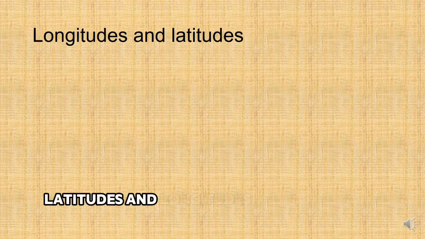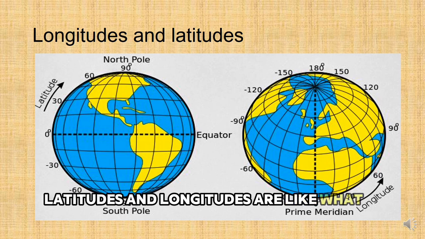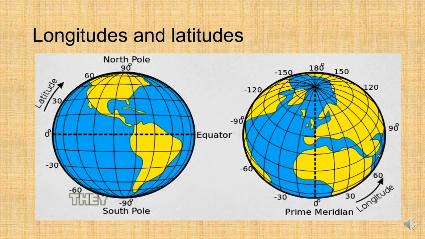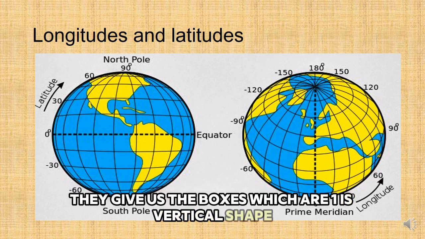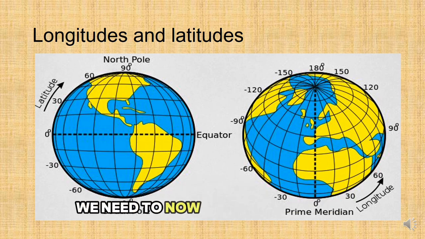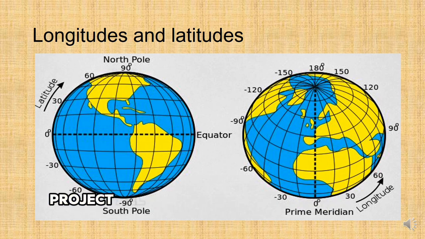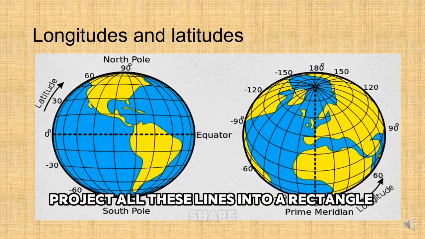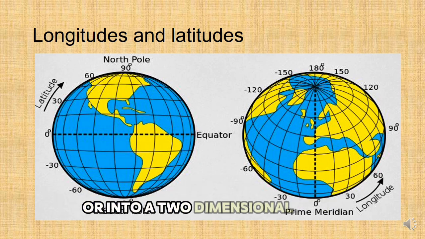The latitudes and longitudes are like what is in here. They give us the boxes which are on a spherical shape, but with this transverse method, we need to now use the method to project all these lines into a rectangle shape or into a two-dimensional shape.